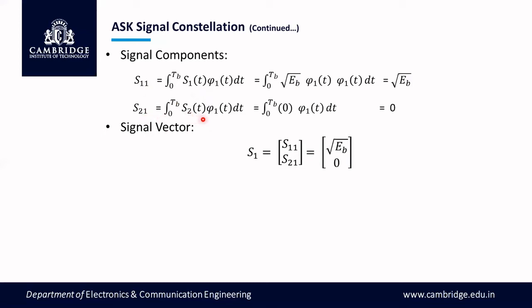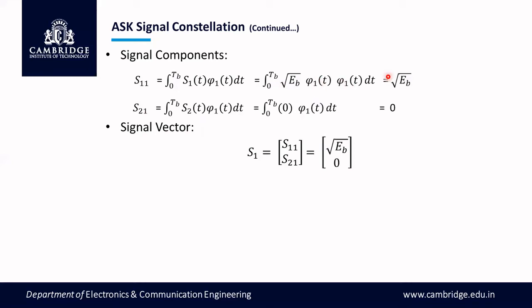S21 is the multiplication of S2 of t with phi1 of t, followed by integration. So the received signal is multiplied with the basis function and integrated over one symbol duration. Multiplication and integration is performed, and we will end up with these two components, S11 and S21. The values of S1 of t and S2 of t are substituted: S2 of t is 0, S1 of t is root EB times phi1. The operation phi1 squared integrated gives 1.